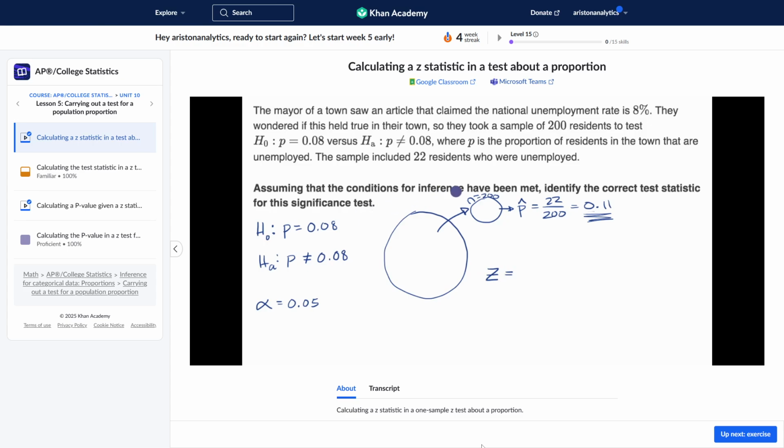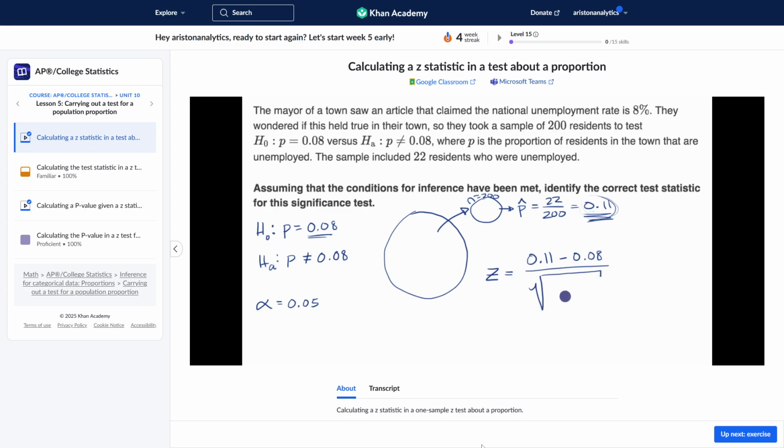And so that would be a z statistic. And so how do we figure it out? Well, we can figure out the difference between the sample proportion here and the assumed population proportion. So that would be 0.11 minus 0.08 divided by the standard deviation of the sampling distribution of the sample proportions. And we can figure that out.